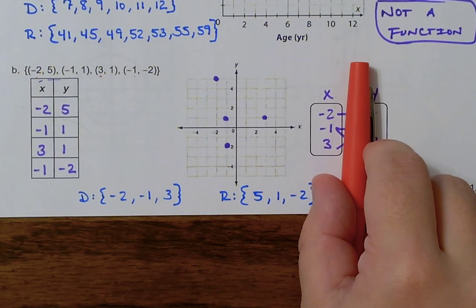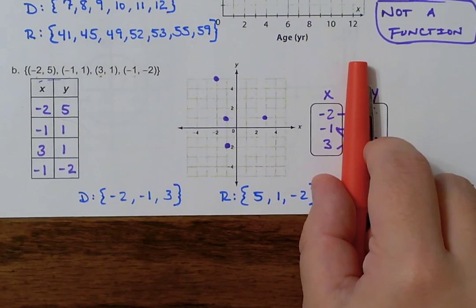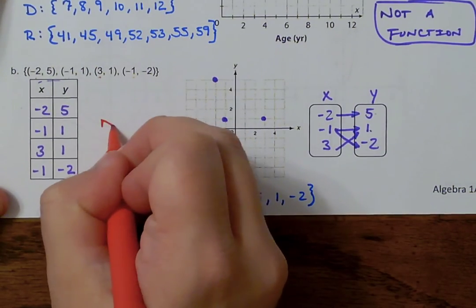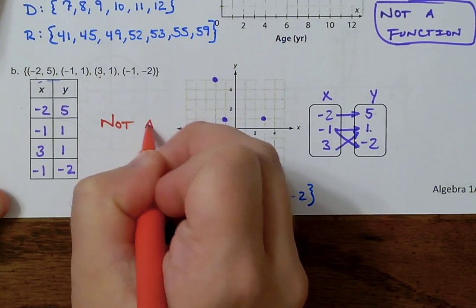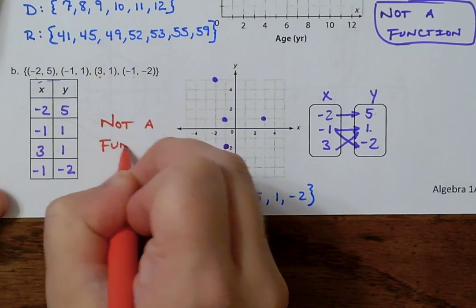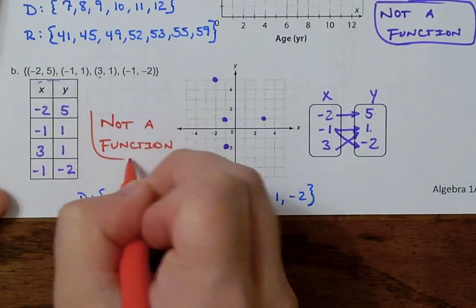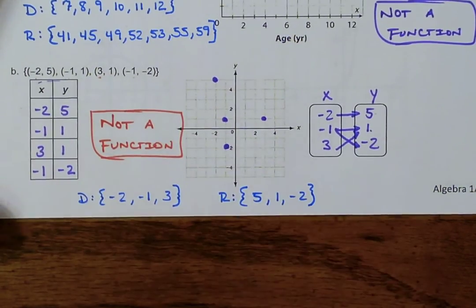If we focus on the left side, is there any number that has two arrows coming out of it? We have -1, like I mentioned over here. So either one of those checks will tell you if it's a function or not. So I know that this is also not a function. I do promise there are some that are functions out there. And that is part B.